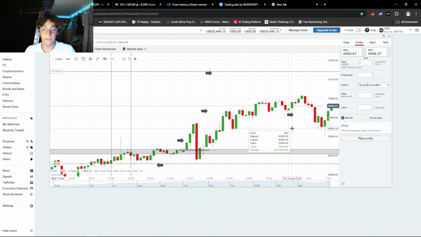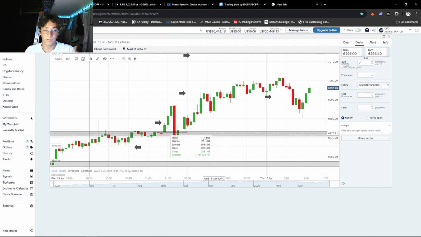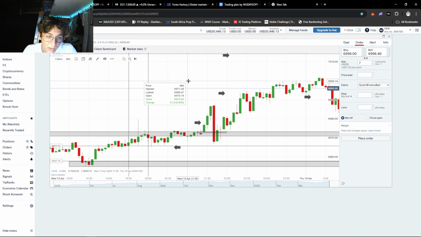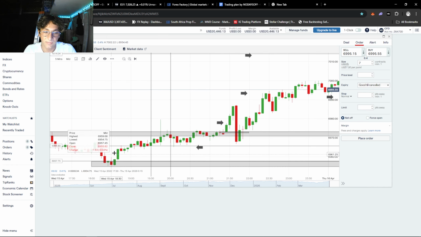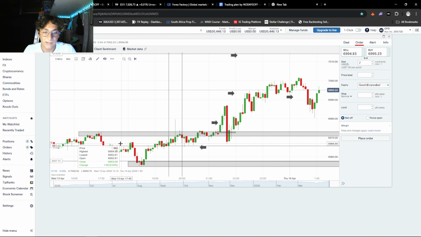and I didn't really enter on any confluences, to be honest, because down here there was a fair value gap and we were already in quite a strong bullish trend, so I just entered on this fair value gap long ago, I guess, and the retest of this order block right here.